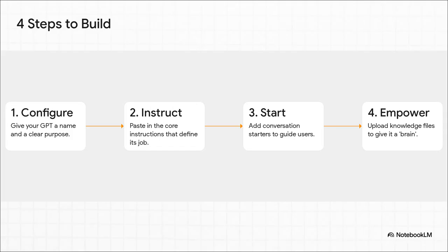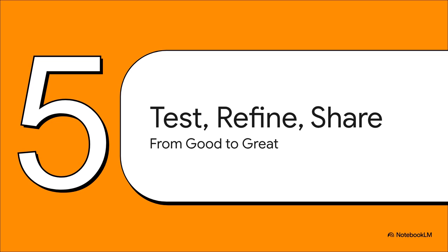Right inside the ChatGPT interface, the entire creation process really just breaks down into 4 simple steps. First, you configure the basics. Give it a name, a clear purpose. Then you instruct it by pasting in the core rules that define its job. Third, you add some helpful conversation starters to guide users. And finally, you empower it with knowledge by uploading those files you prepared. That's what gives it its brain. Building that first version, that's the easy part.